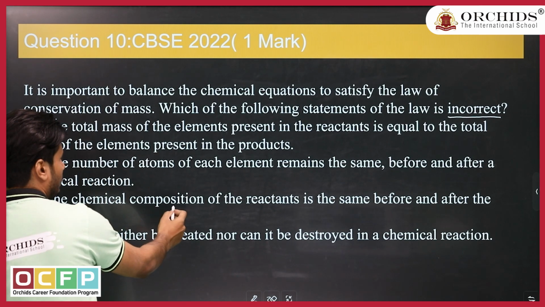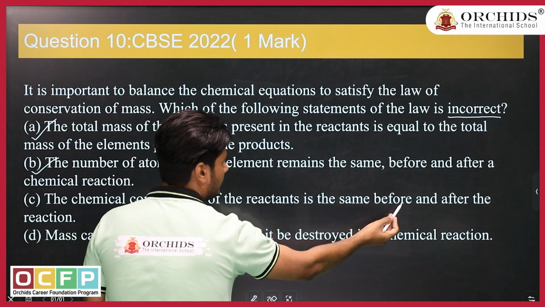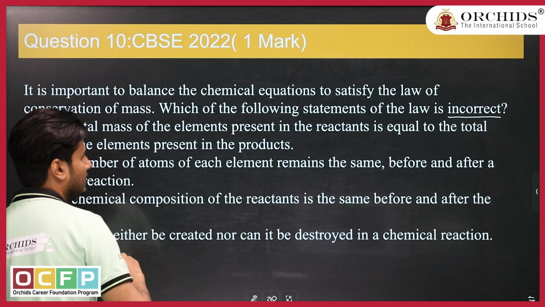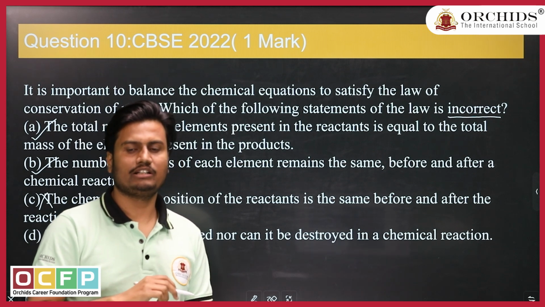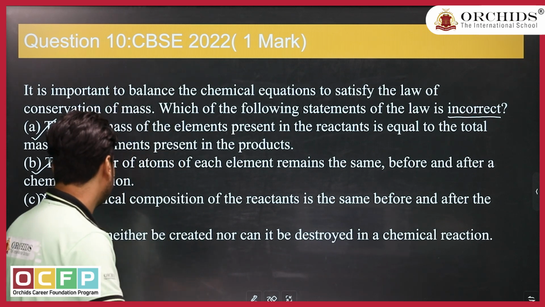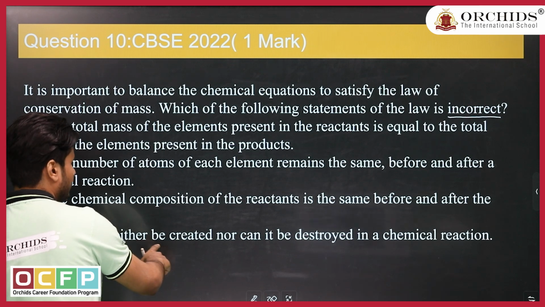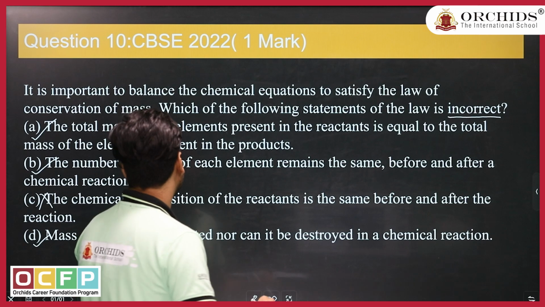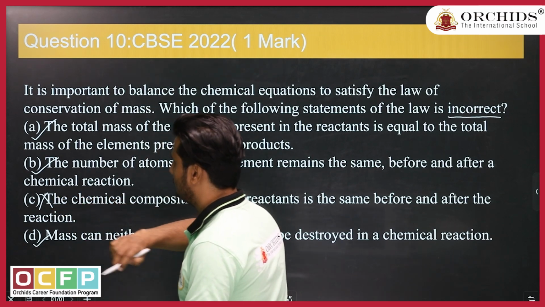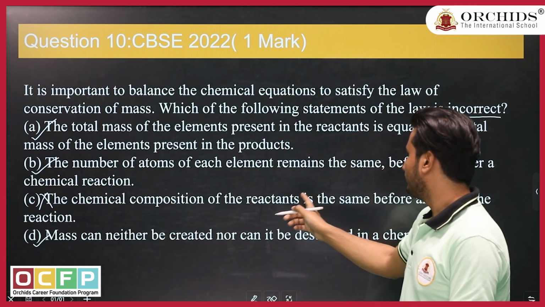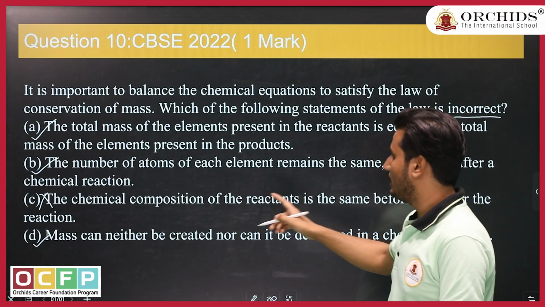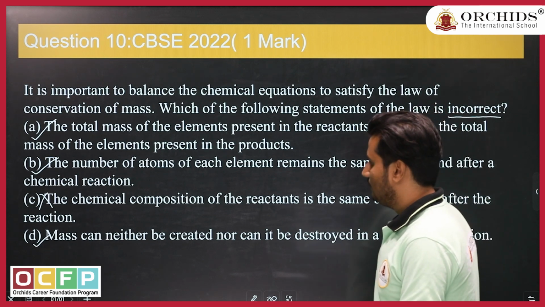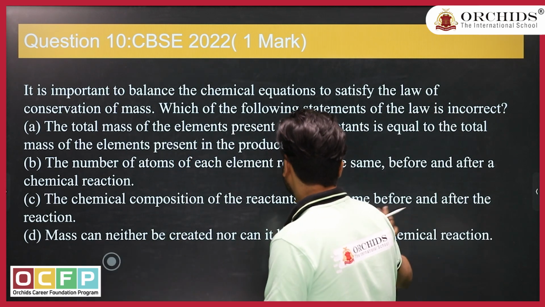The chemical composition of the reactant is the same before and after the reaction. Alright. So this is wrong. The chemical composition of reactant and product is completely different in a chemical reaction. Mass can neither be created nor be destroyed in a chemical reaction. This is also correct. So which option is our answer? Option number C. The chemical composition of the reactant is the same before and after the reaction. That is an incorrect statement. Alright. So let's move on to our next question.